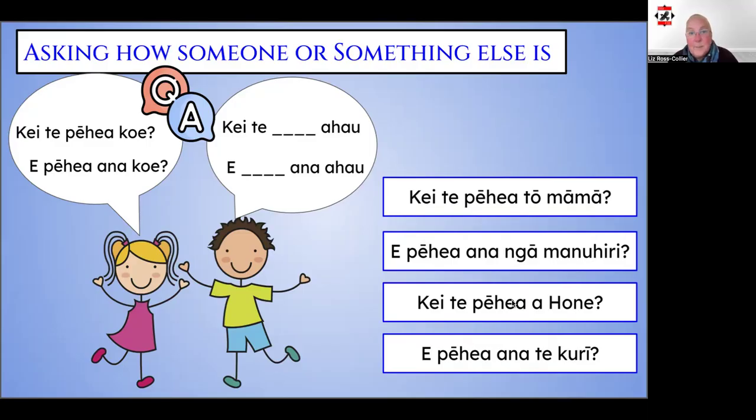It doesn't even need to be a person. E pēhea ana te kurī, how is the dog? We can use this sentence structure for a whole range of things. You just have to replace the kupu that you want to use.